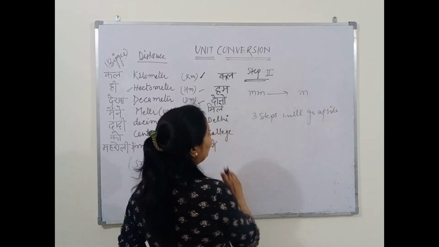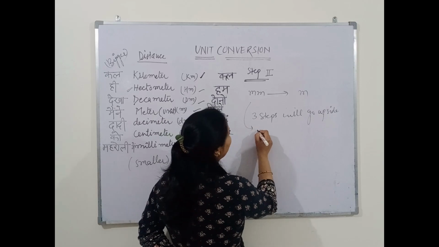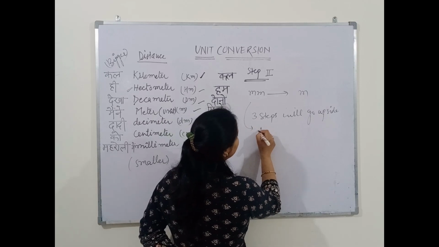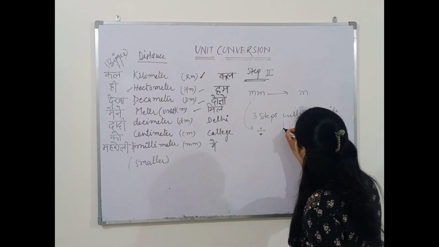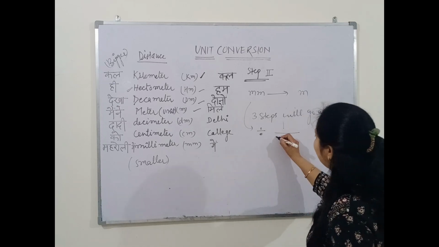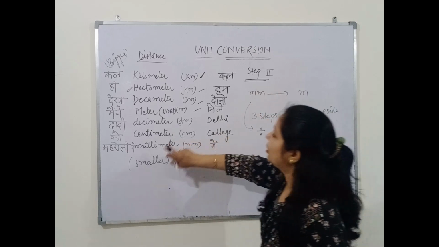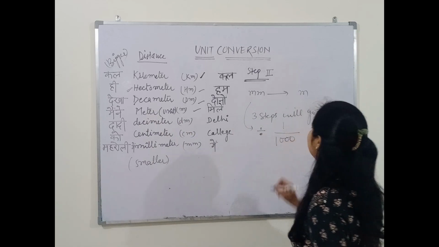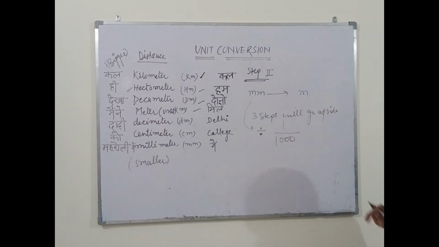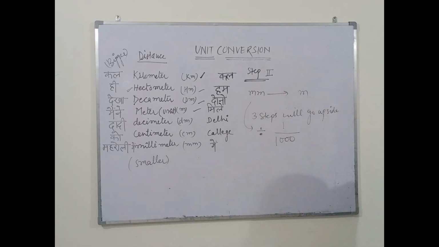Right? If you go from lower to higher, then we need to divide by this. Which value do we have to divide by? 1 is the default, and by how many steps will we go upside? 3. 1, 2 and 3. So this value will be divided by 1000. So that will be the actual conversion of millimeter to meter.